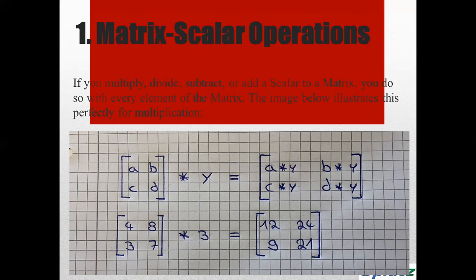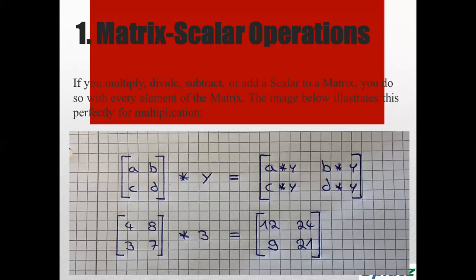First we will see matrix scalar operation. When you multiply a matrix with a scalar, what happens? If you multiply, divide, subtract, or add a scalar to a matrix, you do so with every element of the matrix. You can see the image below. The first matrix A B C D is a 2 by 2 matrix, and it's multiplied by a scalar value y, and you can see that y is multiplied with every value of the matrix.